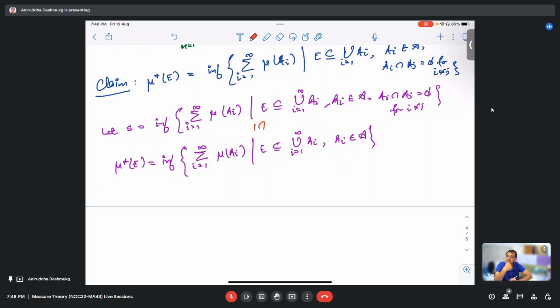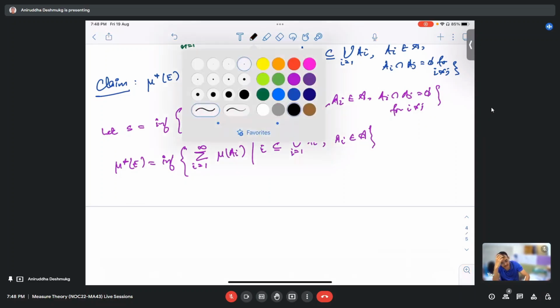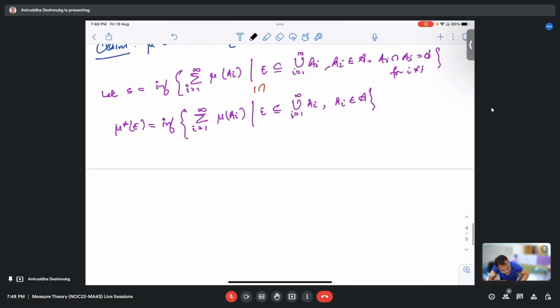Yes, Prasantip, is it clear? Yes, sir. Because they are mutually disjoint, it is a smaller set. So, sir, its infimum is bigger. Right. So what I can say is that mu star E is less than or equal to S. That is clear, right?